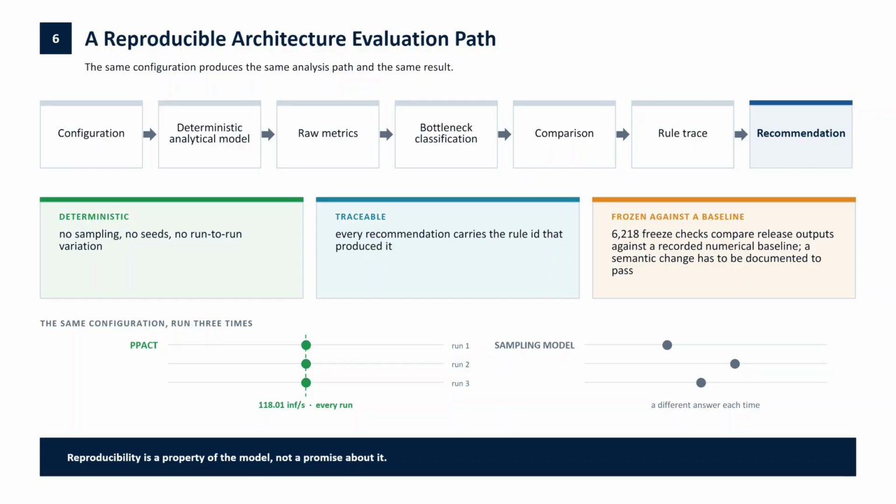The second property is traceability. Each recommendation is linked to the rule identifier that generated it.